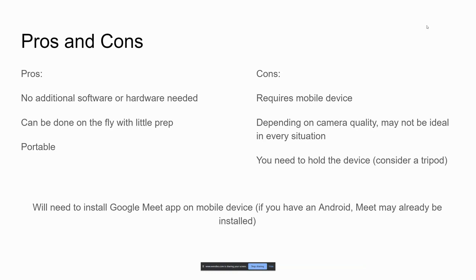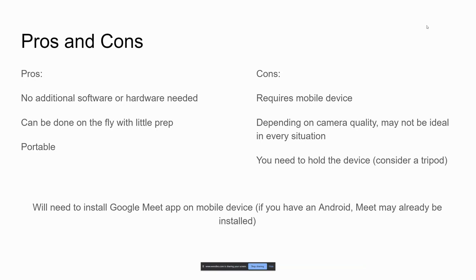Second pro is that this is really easy to do on the fly. If you find yourself in the middle of a lesson thinking, I just wish I could show my kids what I'm talking about, you can grab that mobile phone that's probably sitting a foot away from you anywhere, quickly jump into your Google Meet and be ready to use it as a document camera without all the prior preparation that you might need to use some other device as a document camera.